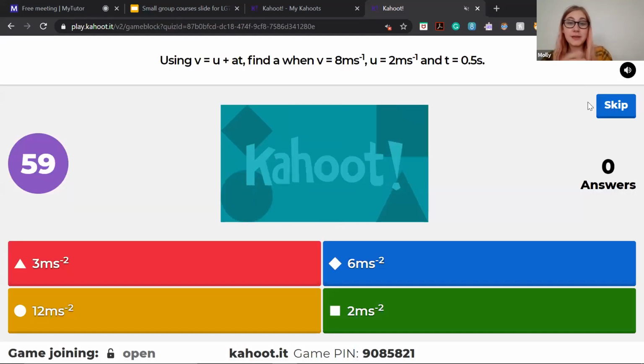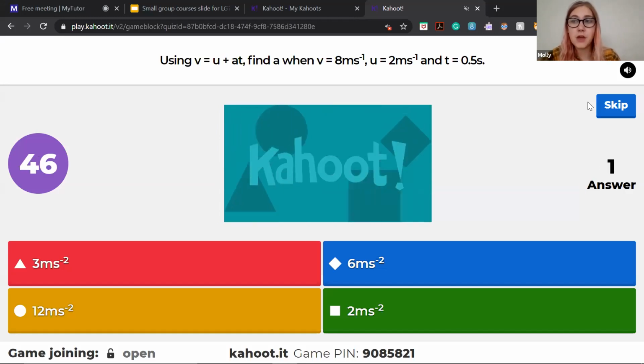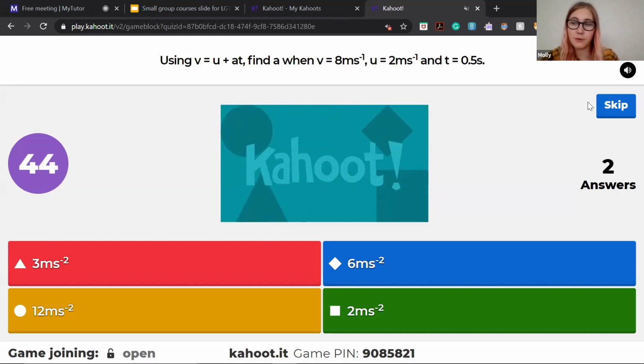So this one, everybody should be able to have a go at, even if you've never seen it before. We've been given an equation in terms of some letters, and we want to find what A is, given V, U, and T. So this is a substitution question. So give it a go. Even if you've never seen SUVAT before, you should be able to do this one, or know what to do, if that makes sense.